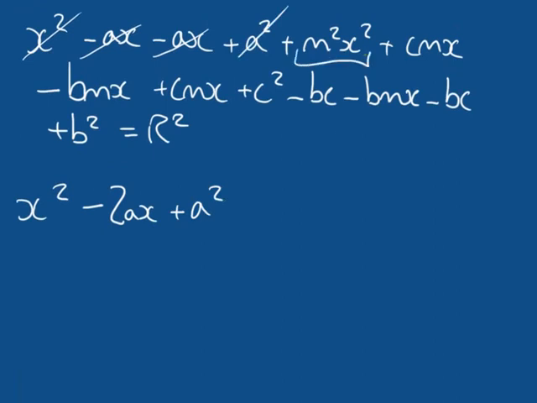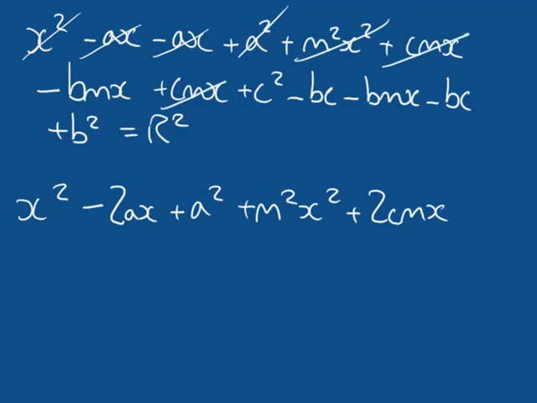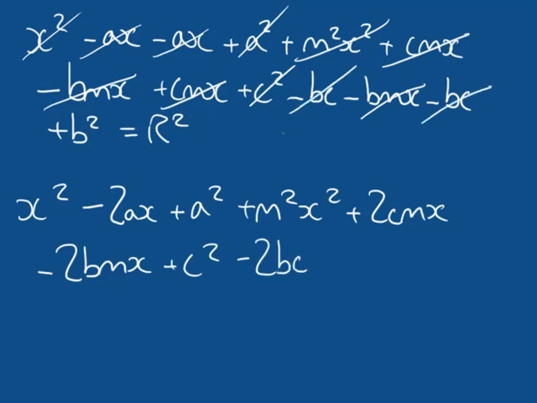M squared x squared is the only instance of m squared x squared, so plus m squared x squared. We have cmx, we actually have another cmx, they're the only two cmx's, so plus 2cmx, get rid of those. We have minus bmx, we actually have another minus bmx here, they're the only two bmx's, so that's going to be minus 2bmx. Get rid of those. Plus c squared, that's the only c squared that we have, so plus c squared. Minus bc, we actually have two minus bc, so that's minus 2bc. Get rid of those. Plus b squared is equal to r squared.